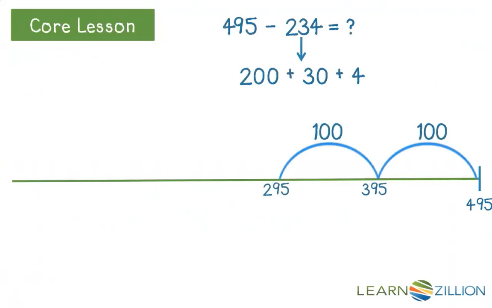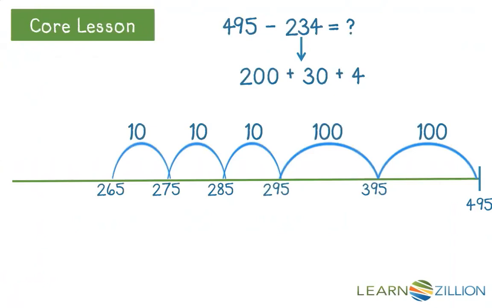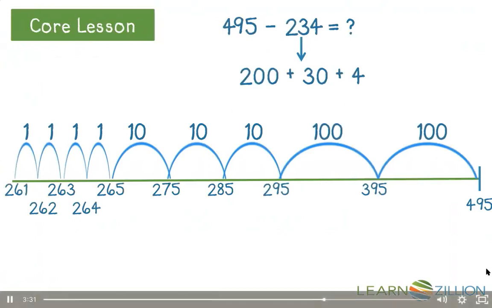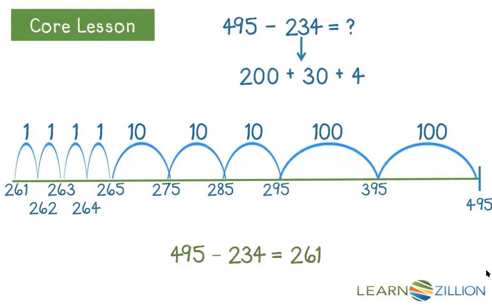And now I'm making my 3 tens jumps backwards. So minus 10 is 285, minus 2 tens is 275, and minus 3 tens is 265. And finally, I'll make those 4 ones jumps backwards. So 1 less is 264, 1 less than that is 263, take away 1 more, it's 262, and take away that 4th one, and it's 261. So 495 minus 234 equals 261.